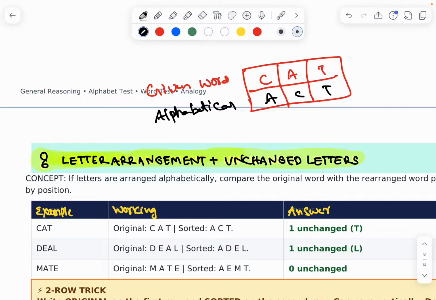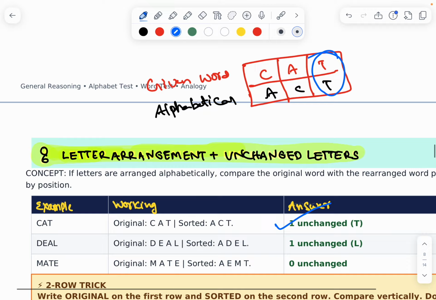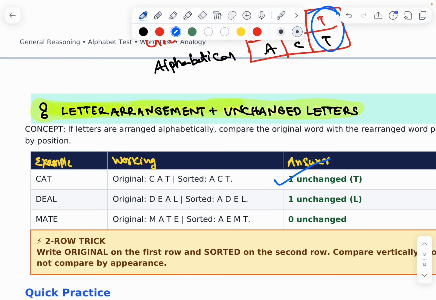Which letter is not changed? T is not changed. Therefore, one letter. This is the answer. That is a T. Okay. It has two types of chances. They are asking how many letters are not changed, or which letter is not changed.